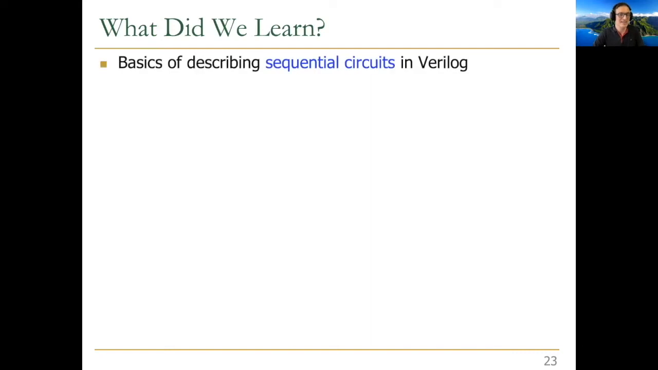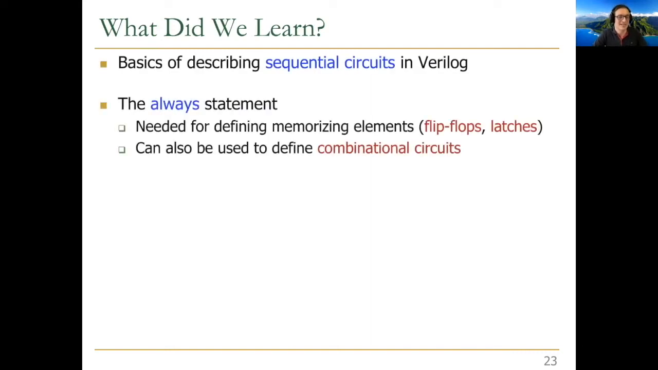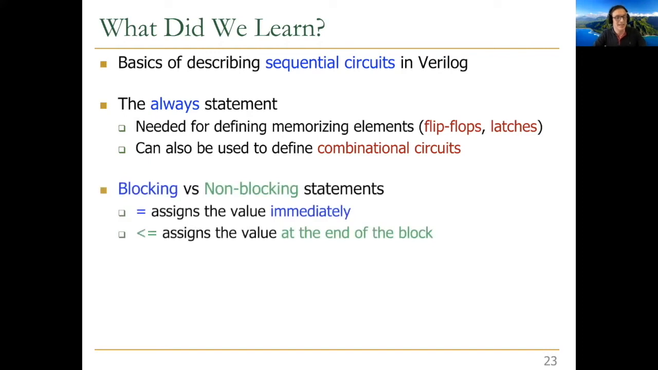Okay, so this is basically what we learned in the last part of last lecture. We described sequential circuits. We talked about the always statement. This is needed for defining memorizing elements like flip-flops and latches. But it can also be used to define combinational circuits. And sometimes it's much easier to define combinational circuits using always statements, as we have seen. But sometimes it's not a good idea to use always statements for otherwise easy to describe combinational circuits. We talked about blocking and non-blocking statements. So hopefully you remember that.